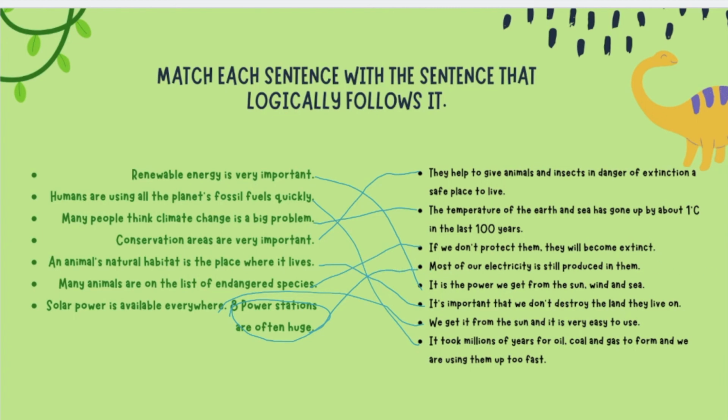Okay, we are done with our exercises. There are a lot of new words that we learned. I believe fossil fuels are the words that are repeatedly mentioned. Fossil fuels, renewable energy, climate change, conservation areas, habitat, endangered species and also extinct, solar power, temperature, animals, insect. Those are the words that we are familiar with in this topic, as it is referring to the wonders of nature.